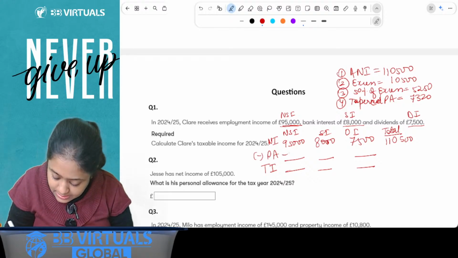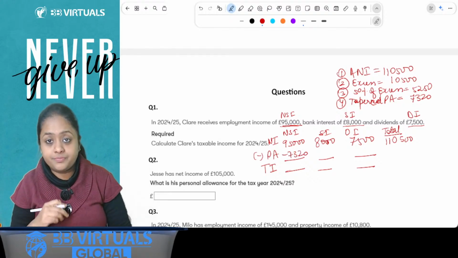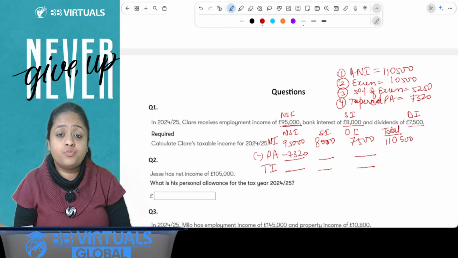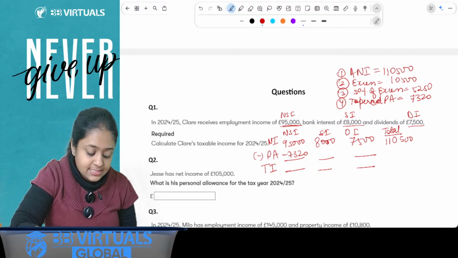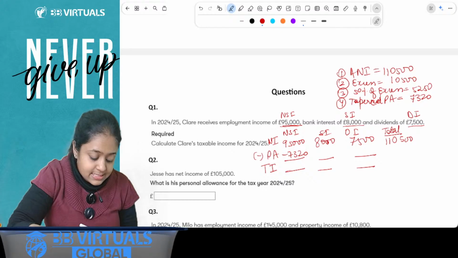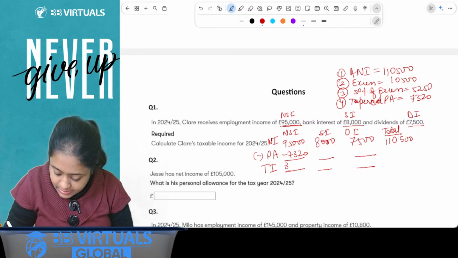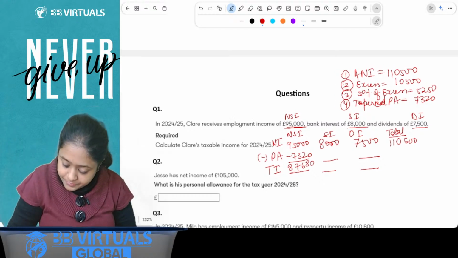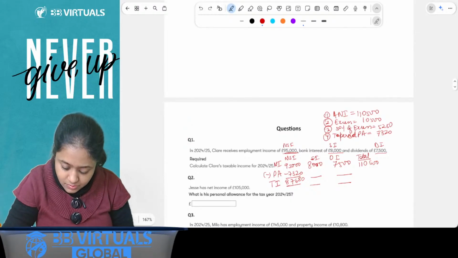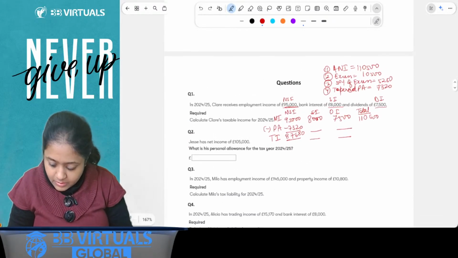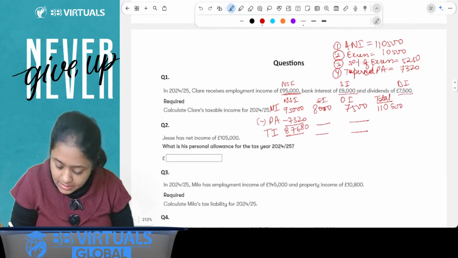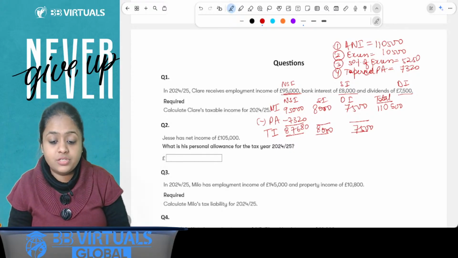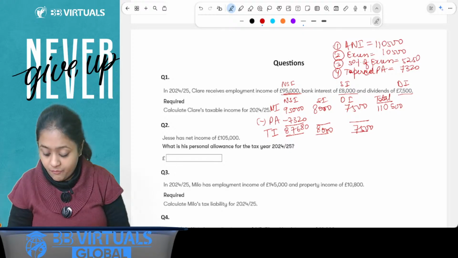So I will reduce 7,320 here completely from NSI because it is getting completely covered here. So no deduction from SI or DI. Now what I get as my taxable income: 95,000 less 7,320, which is giving me 87,680. Then 8,000, and this will be 7,500. Done. Are we clear? The question is not asking me to tax, so I will not tax it. Very good.